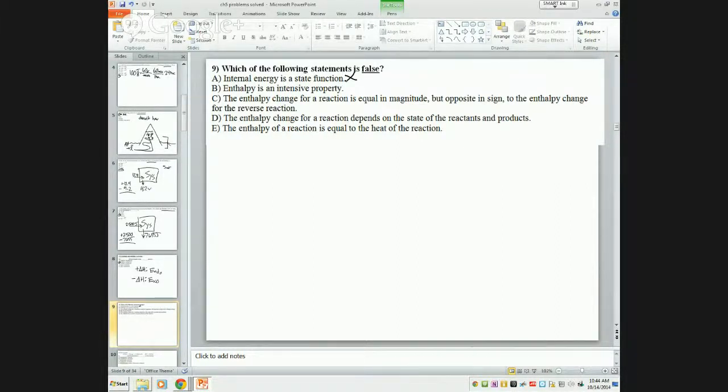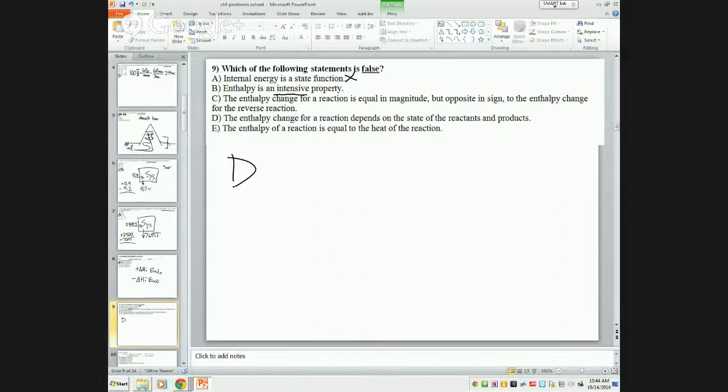So intensive basically means it doesn't matter how much stuff you have, it's always going to be the same. So an example would be like density, right? It doesn't matter how much gold you have, it'll have the same density regardless if you have an ounce of it or, you know, a Scrooge McDuck vault full of it. Density is still the same.